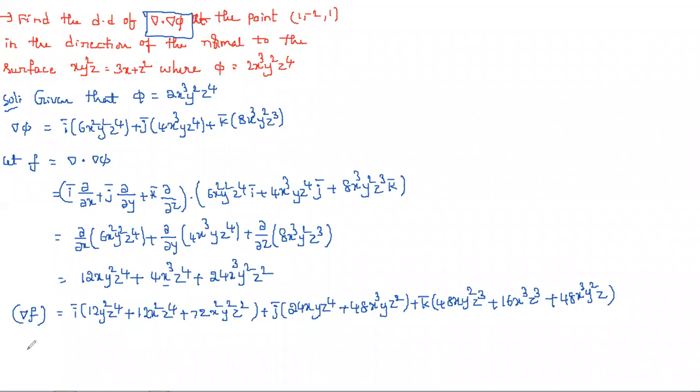Now what do you need to calculate? You need to calculate del f at the point. What is that point? At (1, -2, 1). So you need to calculate this now. Okay, so del f at (1, -2, 1).